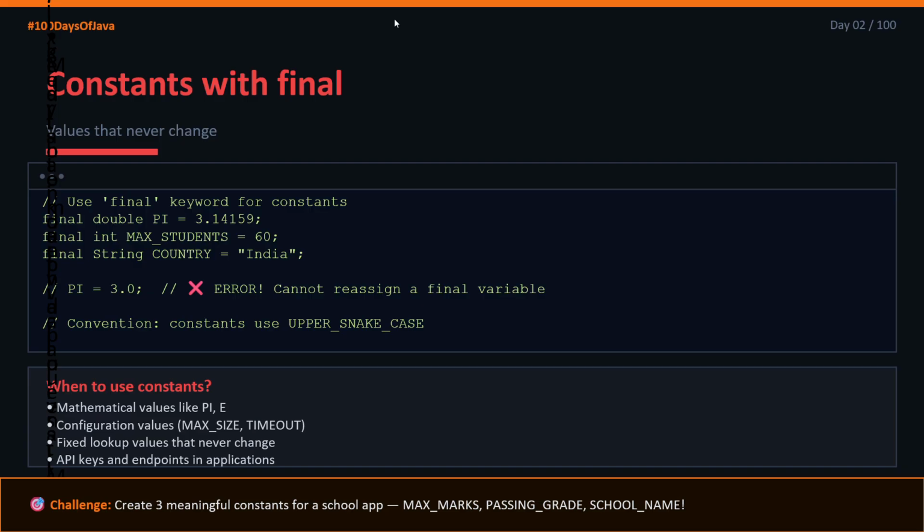The naming convention for constants is upper underscore snake underscore case. Here, upper underscore. Use constants for math values, configuration settings, pixel limits, and API keys. To explain this, we run the program and I click.